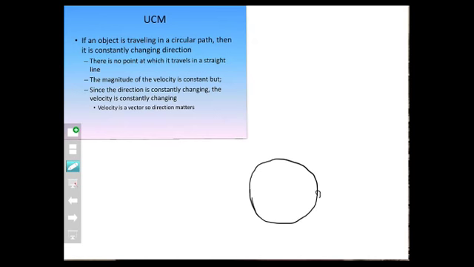If we have an object traveling counterclockwise, so in this direction, at this point here on the right, it's traveling in this direction. By the time it gets to here, it's traveling to the left. By the time it gets over here, we're traveling down. Comes over here, we're traveling to the right, but only for that particular instant.